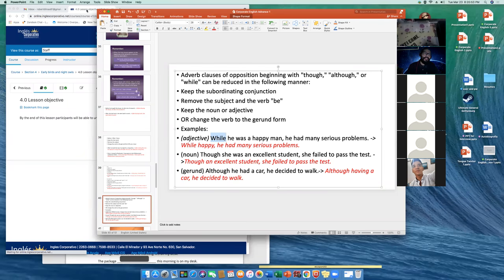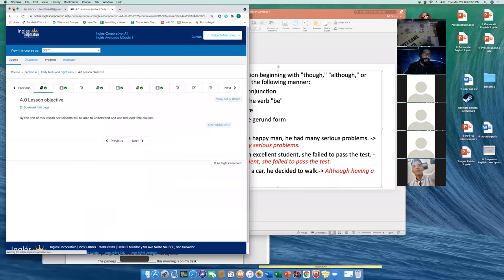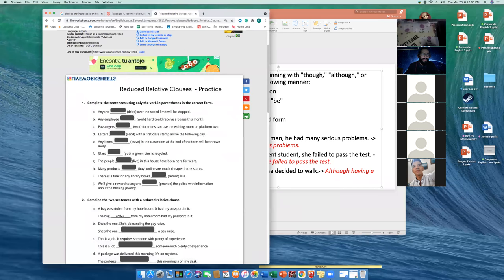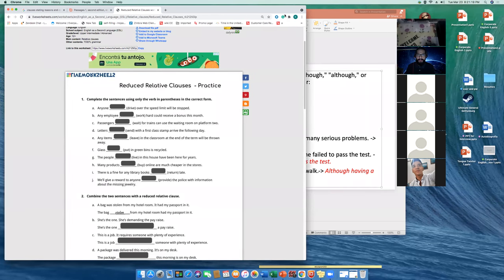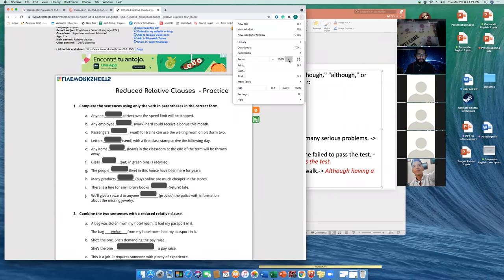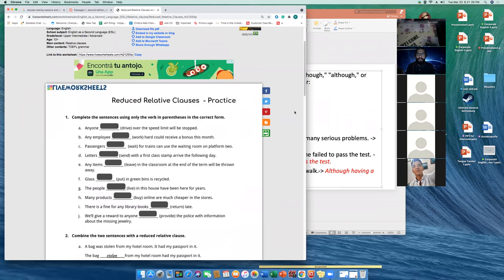Then I promised you guys that we would do a live worksheet that has to do with reduced relative clauses. That's what I have here for you guys. It's actually pretty easy. In this particular example, complete the sentences using only the verb in parentheses in the correct form. So it's a little bit easier for us. Let me go ahead and make it a little bit larger though. Maybe it'll help.